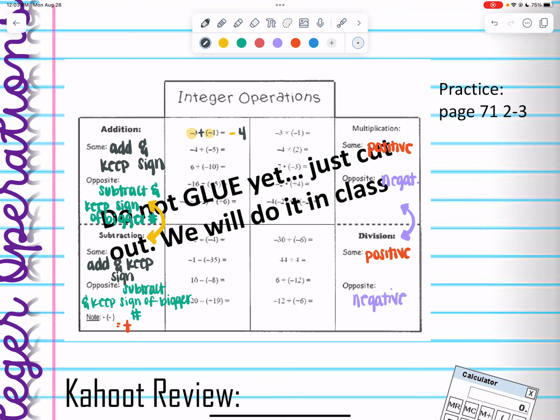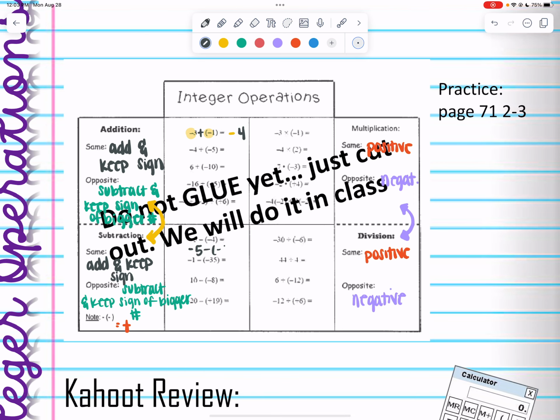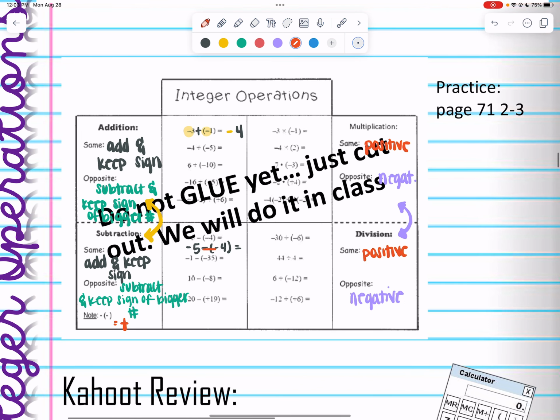-4. All right, let's go down and let's look at the subtraction while we're still on that same mindset. Negative 5, it's hard to see, but negative 5 minus negative 4. Well, we're seeing this negative, negative. I'm first going to simplify that to a positive. Now I've got negative 5 plus 4. My signs are opposite, so I'm going to subtract and get a 1 and keep the sign of the bigger number. So I have negative 1.